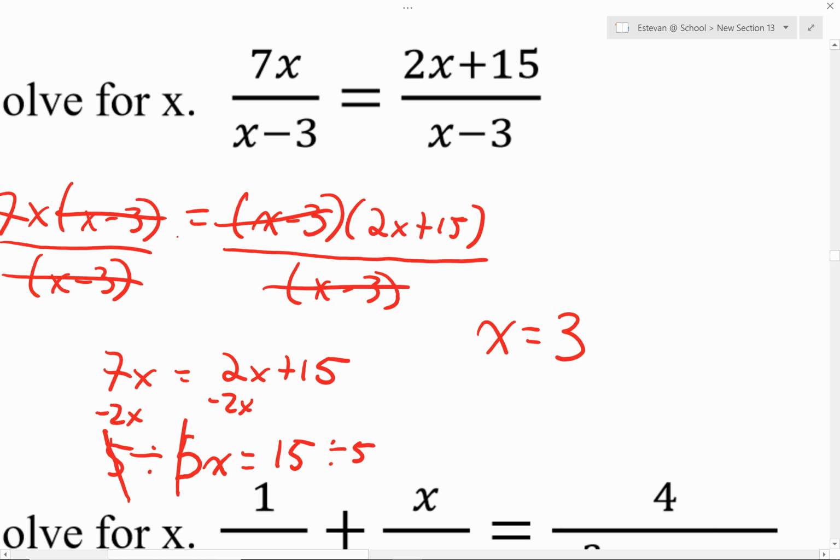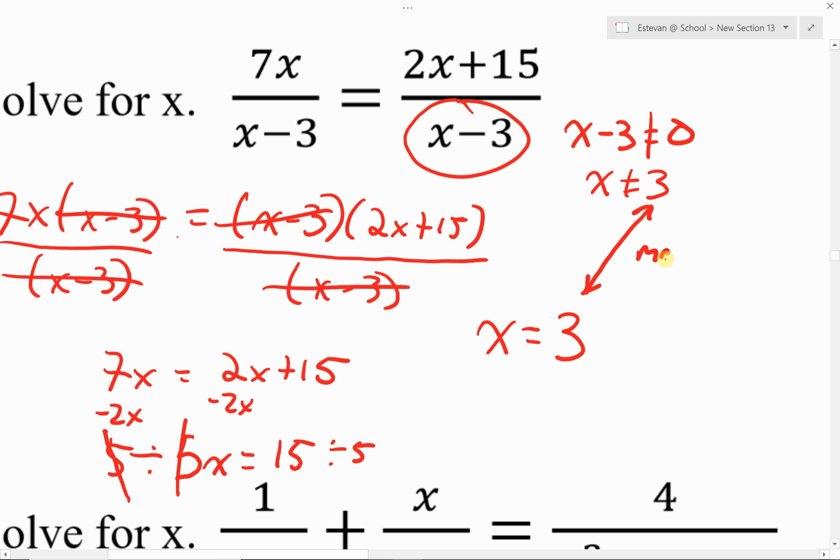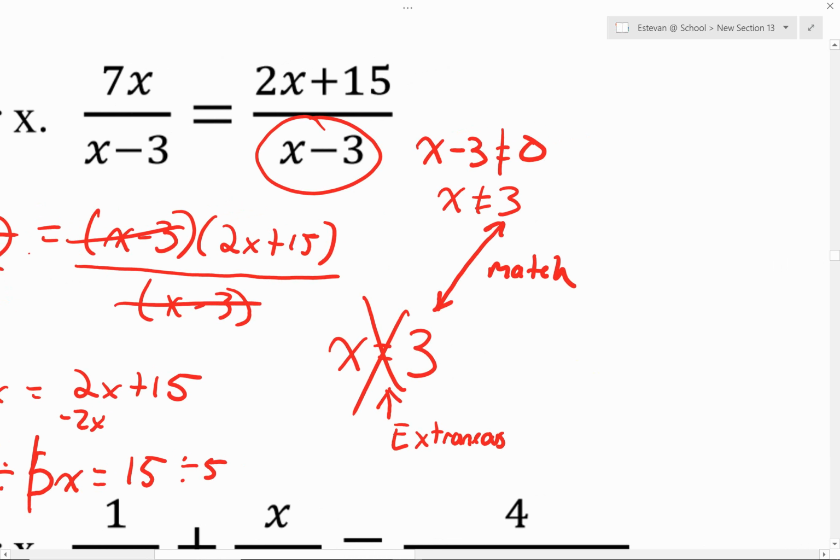But according to this, whatever's in the denominator, I always like to figure out what x cannot equal. So I always set the denominator equal to 0, and that's what it cannot equal. So x cannot equal 3. And because of that, since they match, x equals 3 turns out to be an extraneous solution. So it's not an answer. Since my only answer turned out to be extraneous, that turns out to be no solution.